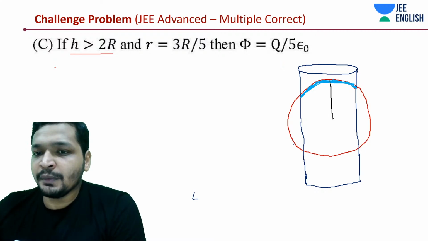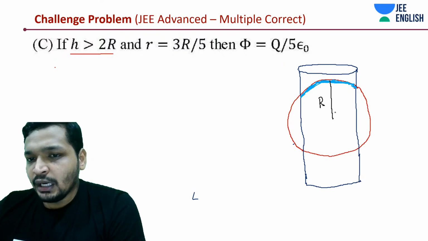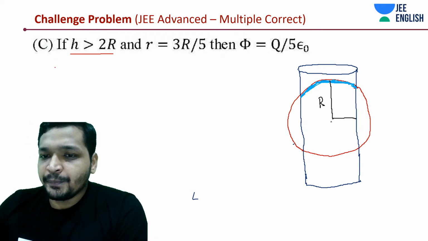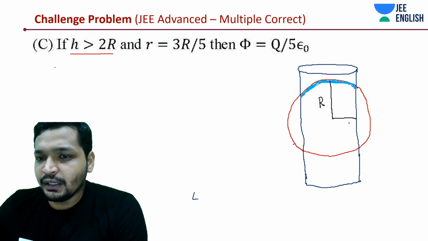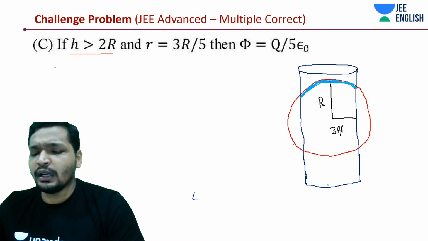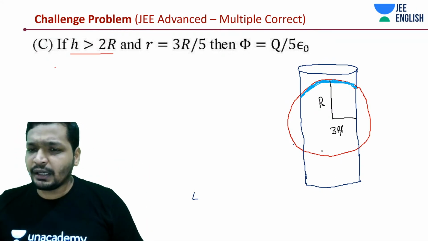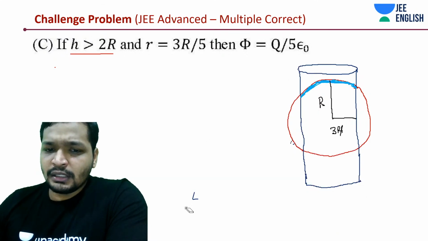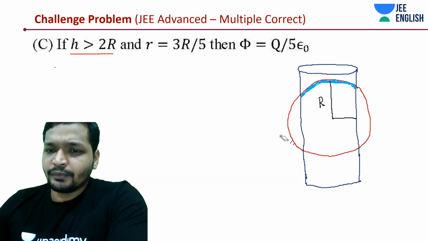So let's start from the center. This is going to be r. How much is this given to us? 3r by 5. The radius of the cylinder is 3r by 5. The total height is greater than 2r, and if you notice the question, it has been placed symmetrically, so I believe that is also not a problem. Let's analyze this part of it.